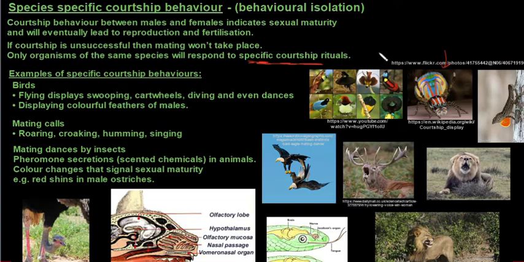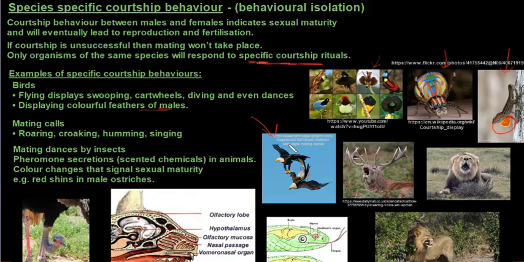And then the birds, obviously all very colorful. You get lizards, specifically the males, that have these very colorful flaps of skin that they will stand at a high position so that they are visible and expose the skin to attract females. Birds have flying displays of swooping, cartwheels, diving, and even dances. They display colorful feathers. This is specifically of males.